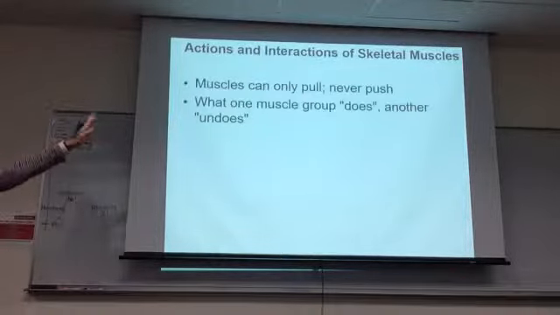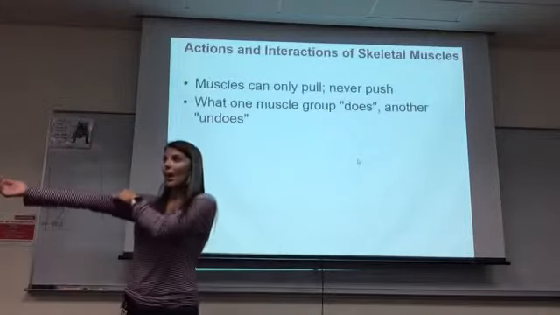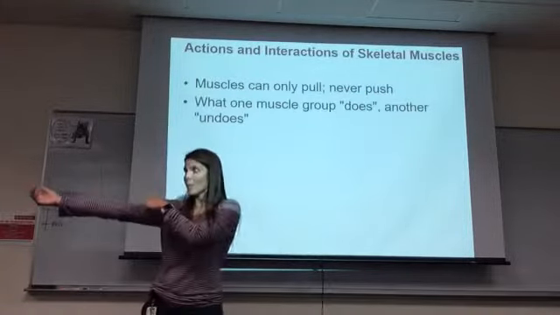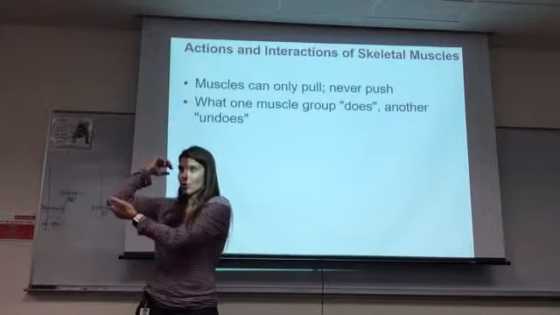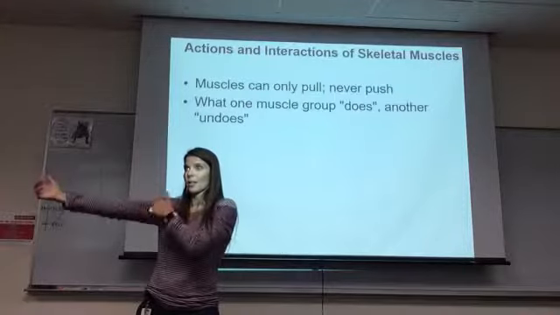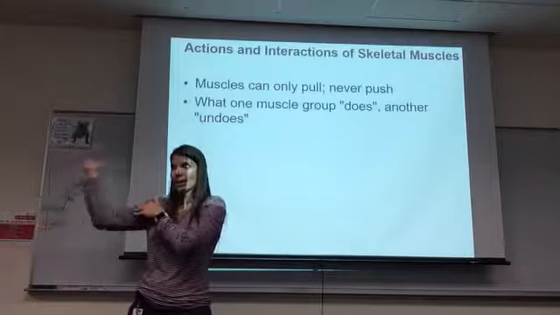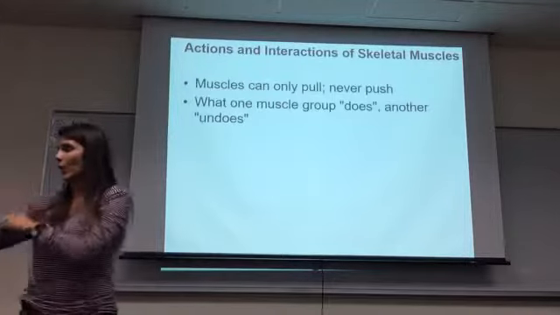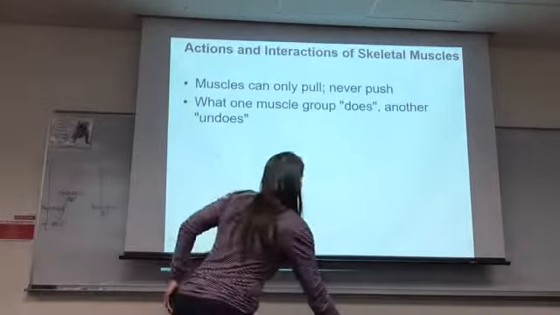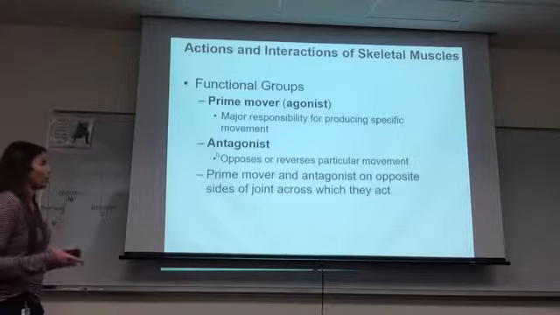Muscles can only contract, so they can only pull. They cannot push, and they work in pairs. So, for example, the bicep and the tricep: when this muscle contracts, this muscle stretches. When this muscle contracts, this muscle stretches. So what one does, the other will undo, and that's what it's talking about. They work in pairs like that, and that's where we get the flexion and extension that we spoke about in another chapter. I don't remember which one.